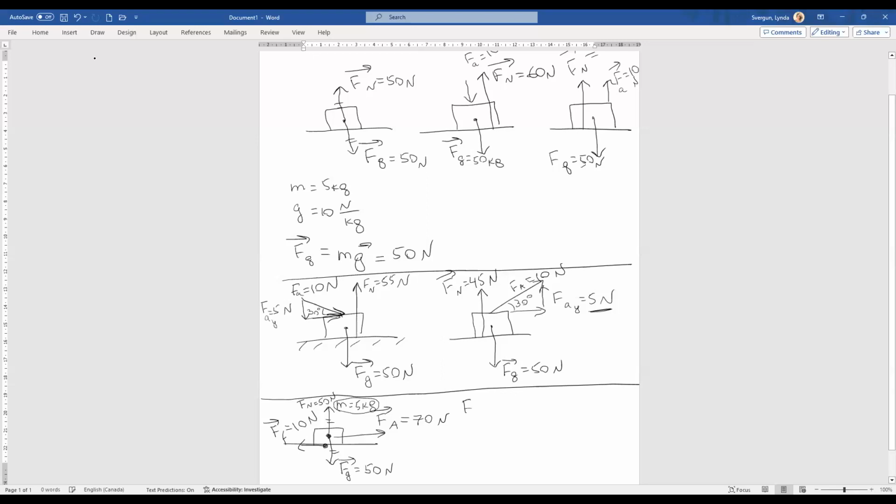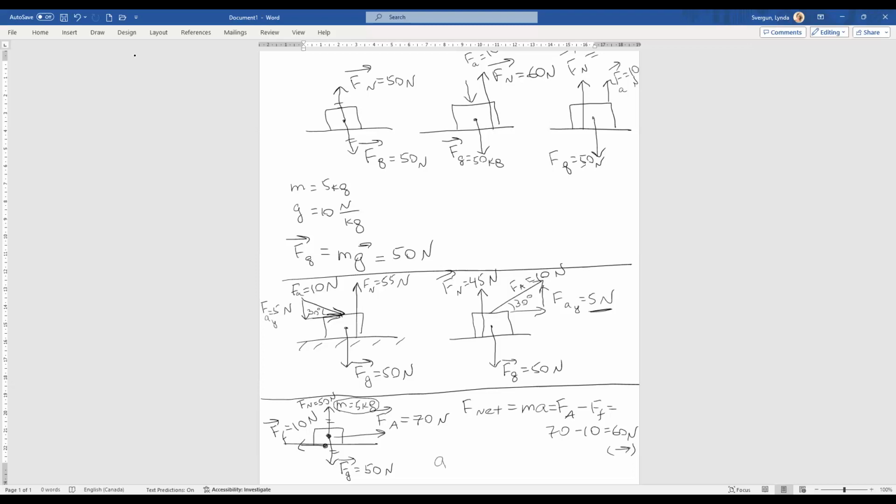So F net equals ma, and it's the larger force minus the smaller force. The applied force is 70, the force of friction 10. When you subtract them, 70 minus 10 gives you 60 newtons to the right, the direction of the larger force. Okay, so if we have the net force, we will be able to find the acceleration.